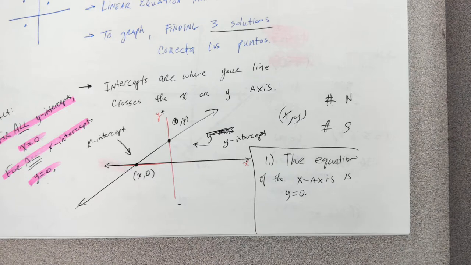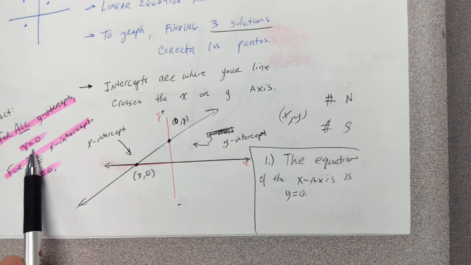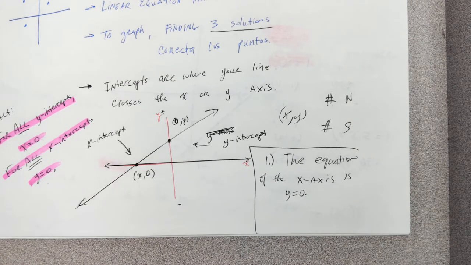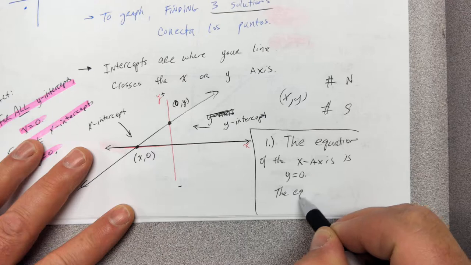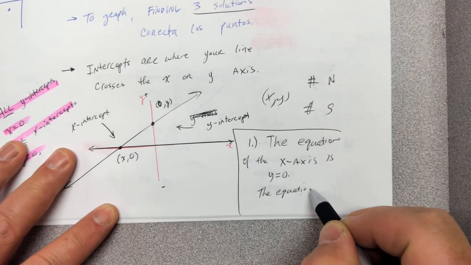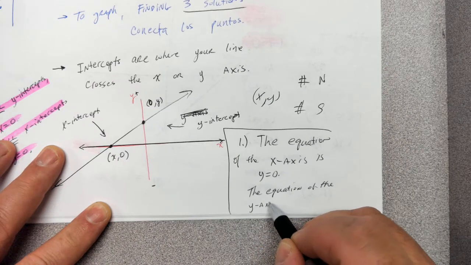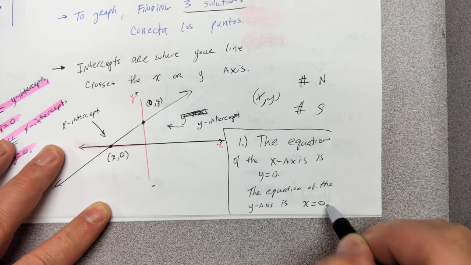So the equation of the x-axis is y equals 0. And that's confusing because, okay, this is all confusing, right? For y-intercepts, x equals 0. It's like opposite. For x-intercepts, y equals 0. You see what I mean? The x-axis is y equals 0. What's the equation of the y-axis? X equals 0. That's right.